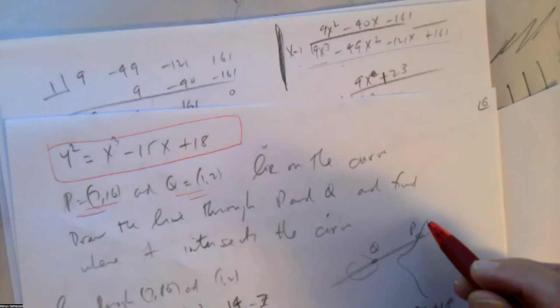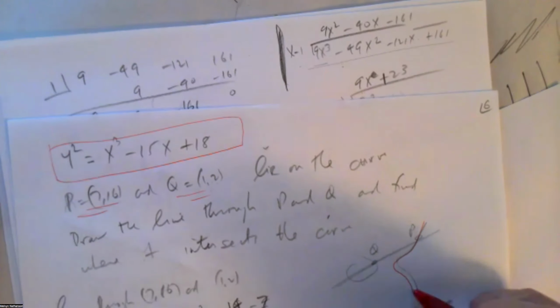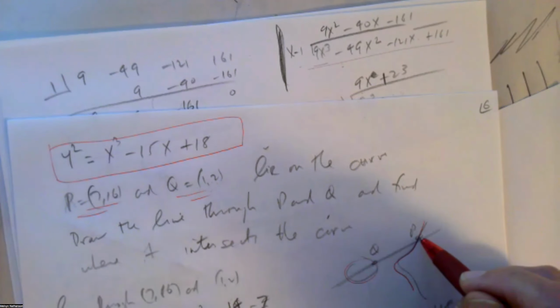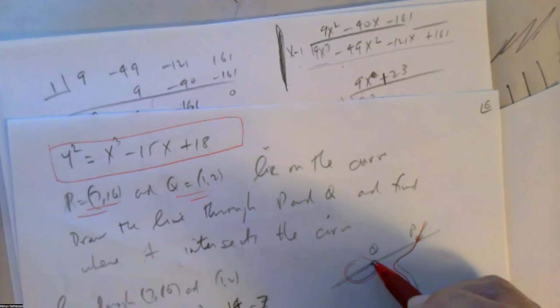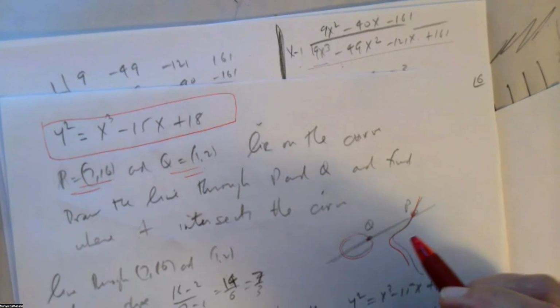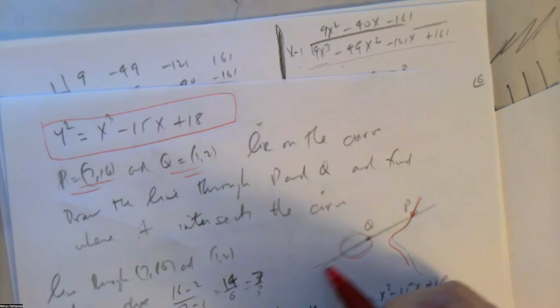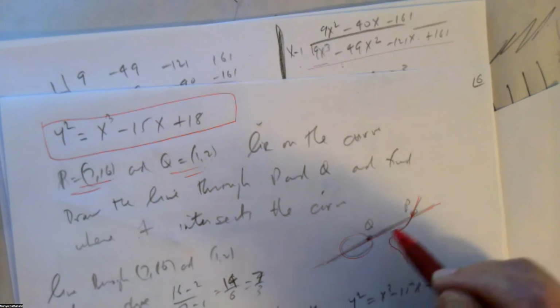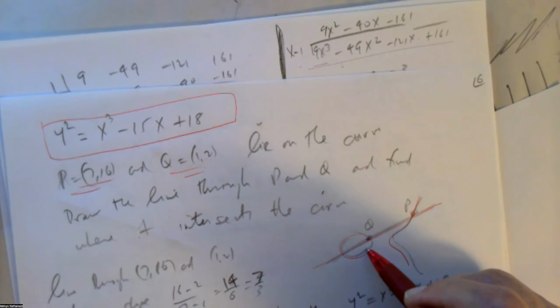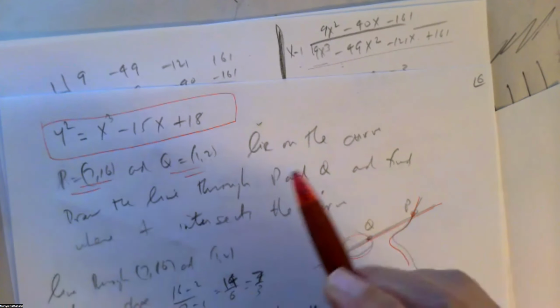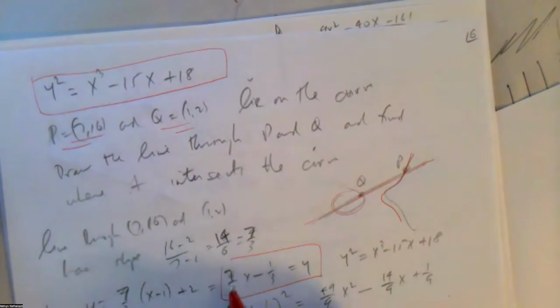So on this elliptic curve, here's the point P, here's the point Q. There are two points on the curve. I want to draw the line through those two points and see where it intersects the curve. So the line through these two points, P and Q, is given by this equation. Y is equal to 7/3 x minus a third.